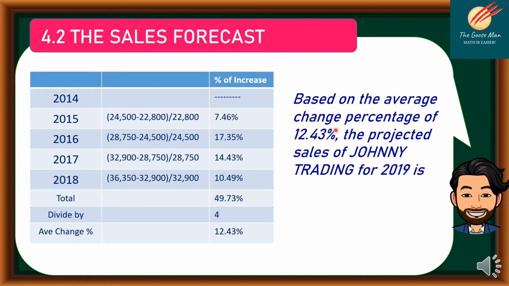Based on the average change percentage of 12.43% that we computed here, the projected sales of Johnny Trading for 2019 is computed from the previous sales of 36,350 times, we add 100% to 12.43%. That is why the projected sales in 2019 is 40,868.